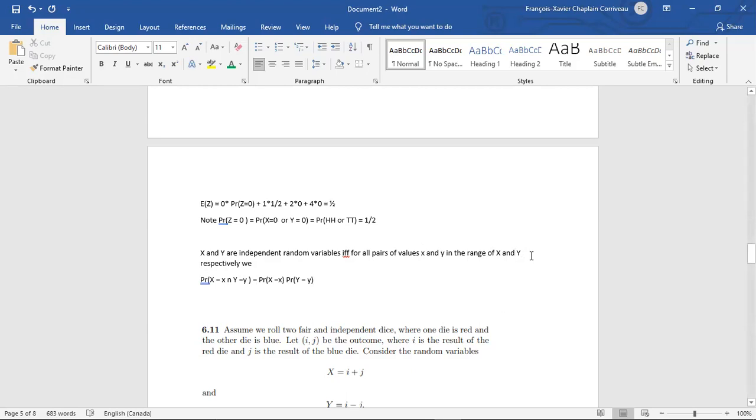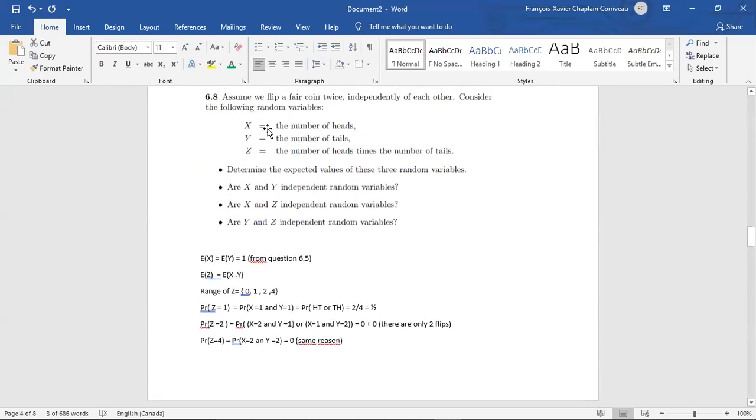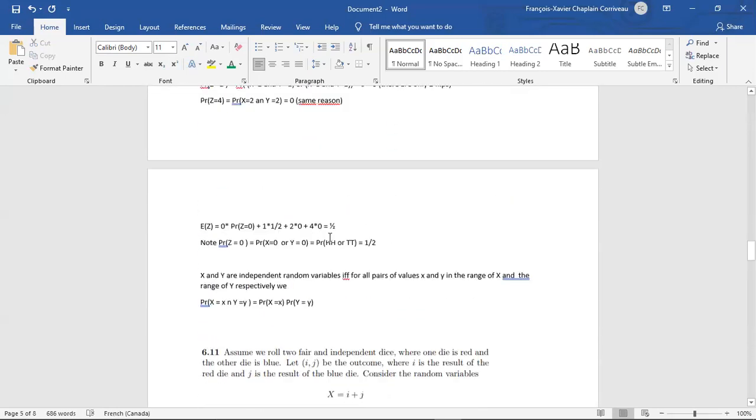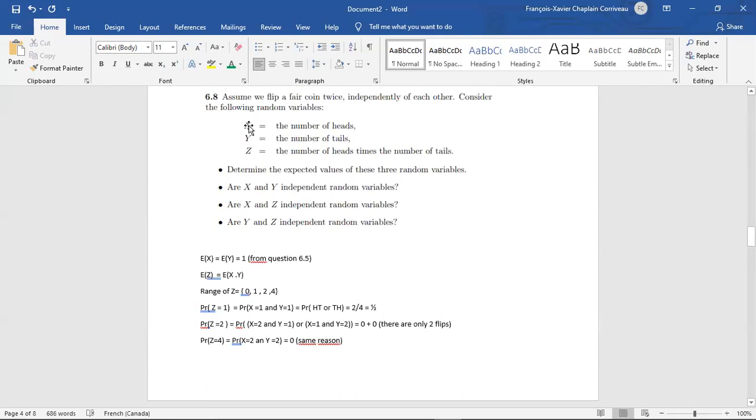Maybe I'll just make it clear, the range of X and the range of Y. So the first thing that you should think about is what is the range of X, what is the range of Y. Here the range is pretty easy. We're counting the number of heads and tails in flips. If you think about it, the number of heads is directly related to the number of tails, right? So in your head, you're like, well, obviously these two things are not independent.